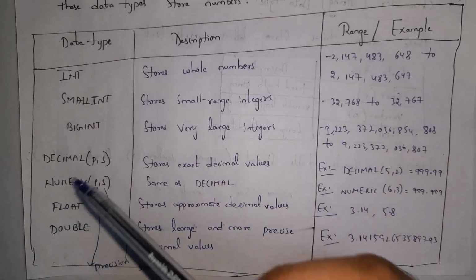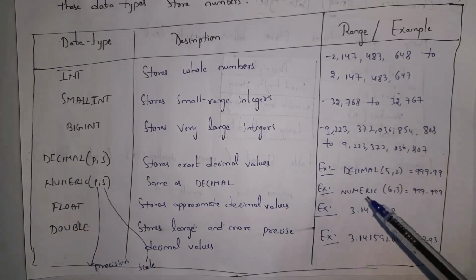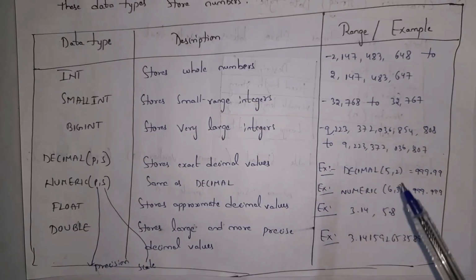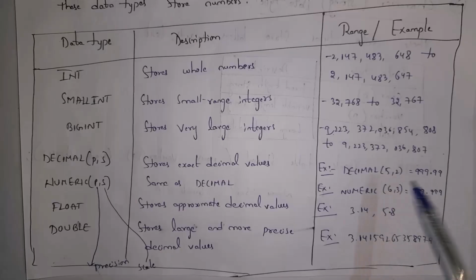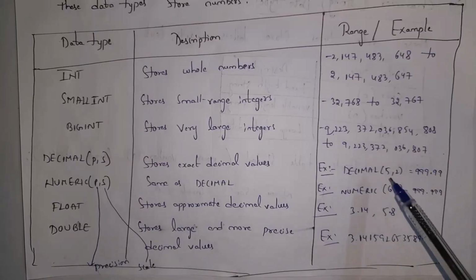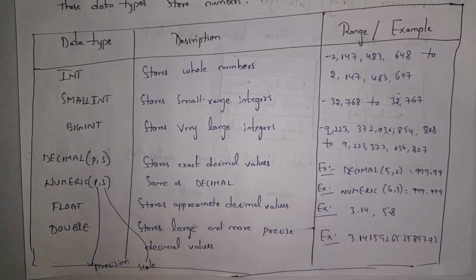Here, p comma s represent precision and scale. For example, if we give a value like decimal(5,2), here 5 is precision and 2 is scale. So 5 means up to 5 digits we can store in total, and after the point is the scale, which is 2. We can store up to 2 digits after the point. So 999 has only 3 digits before the point, and the maximum range would be 999.99. So precision and scale represent how many digits can be stored.